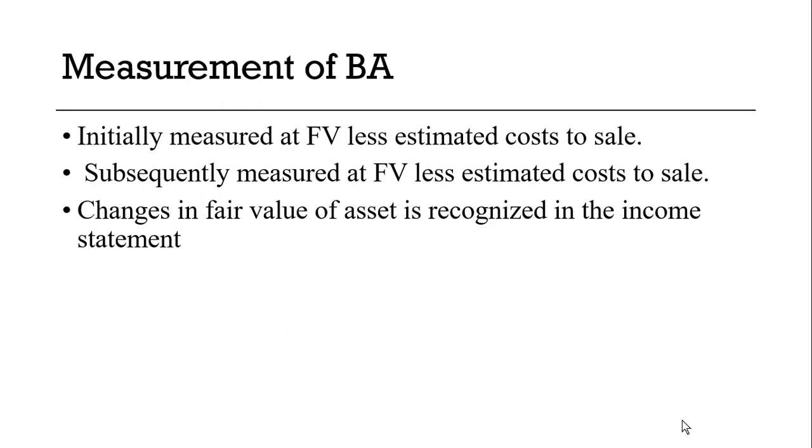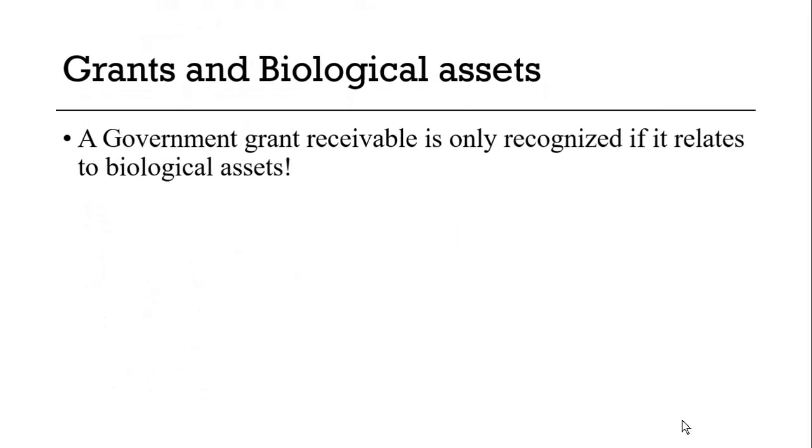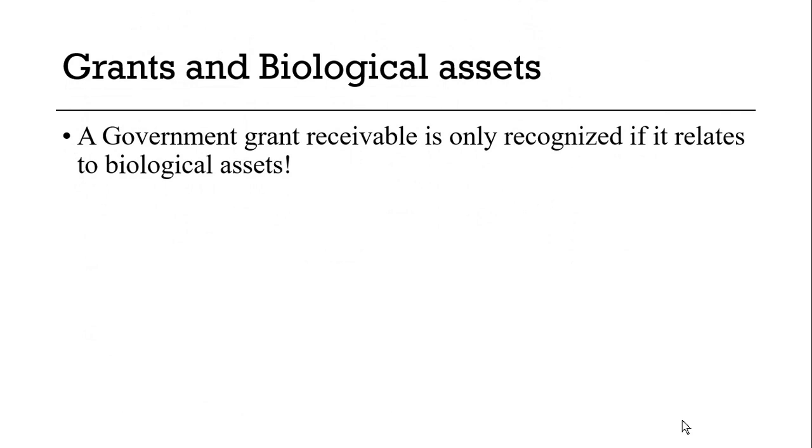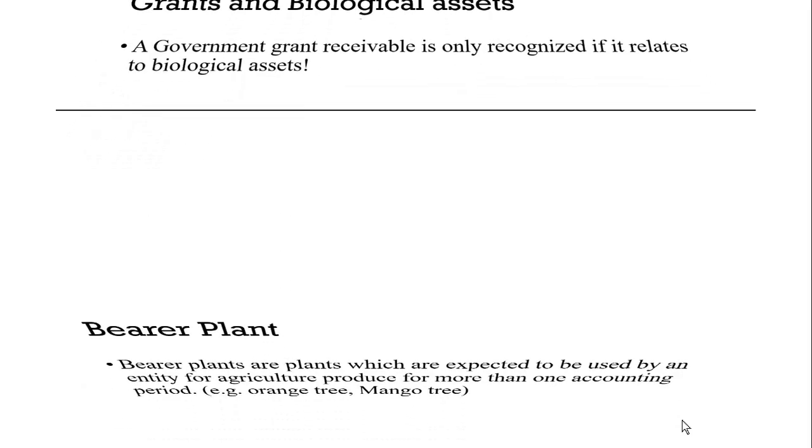Okay, so now let's progress to measurement of biological assets. Initially, measure these assets at fair value, less estimated cost to sell. Of course, the challenge we have in Africa is that we don't have what they might call perfect markets. Subsequently, after initial measurement, biological assets can still be measured at fair value less estimated cost to sell. Changes in fair value of the asset are to be recognized in the P and L. Right, grants and biological assets. A government grant receivable is only recognized if it relates to biological assets.